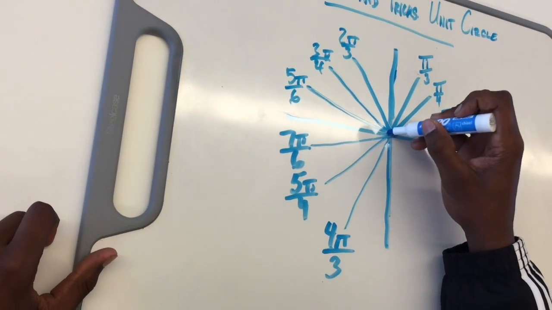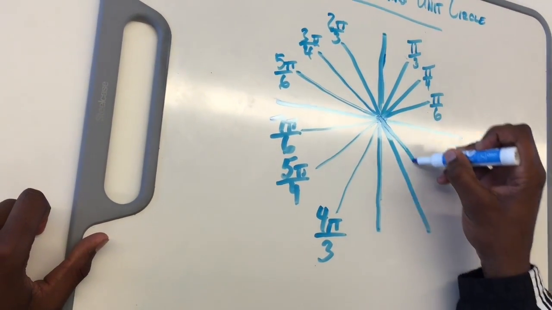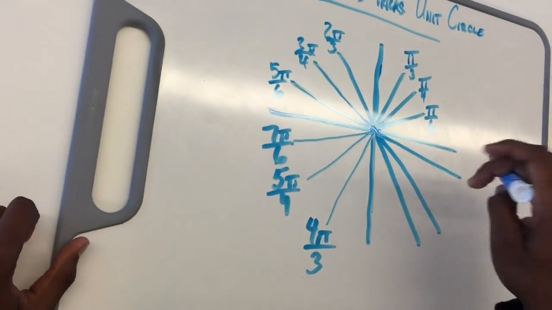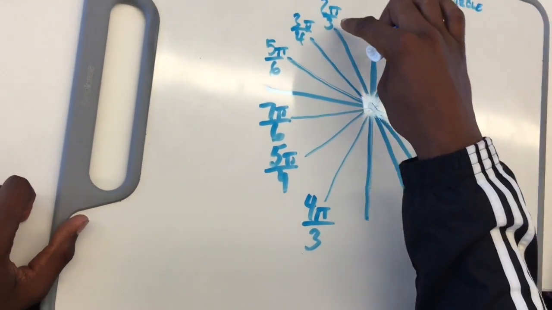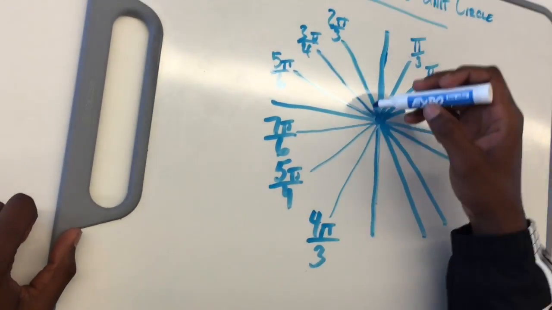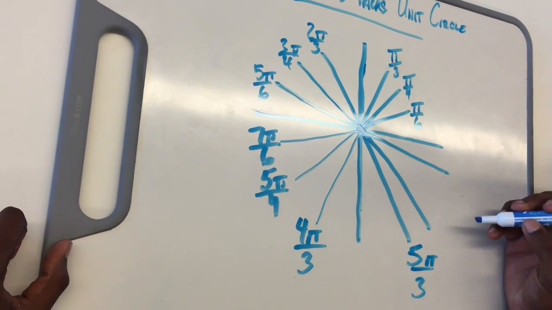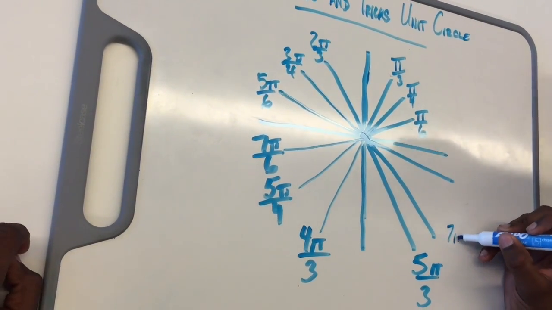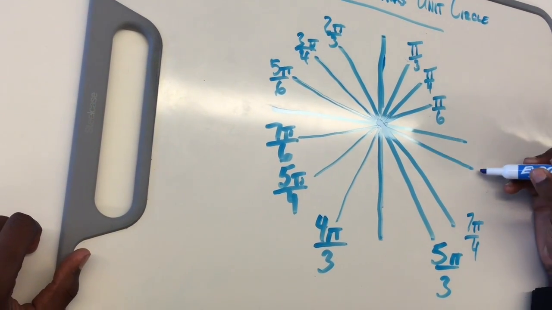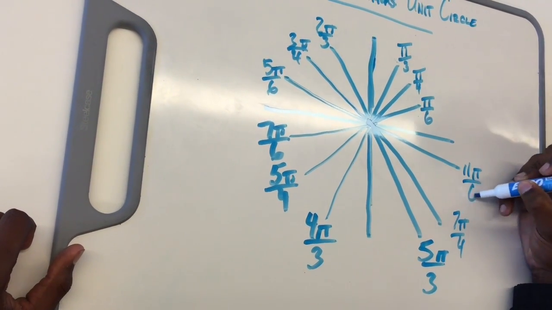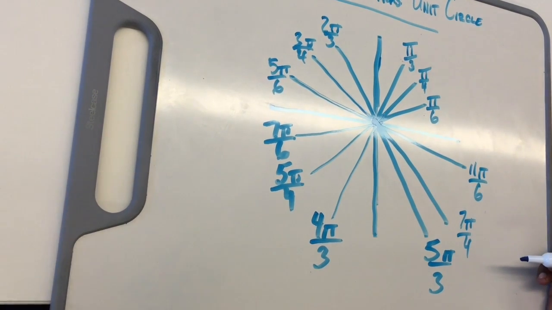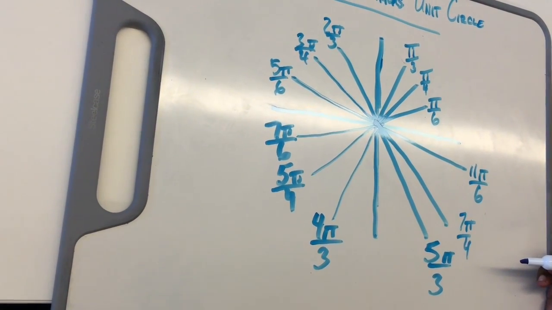Now, to find what it would be in the fourth quadrant, all you have to do is add the numerator and denominator, and that's what you get. So you get 5 pi over 3, you get 7 pi over 4, and you get 11 pi over 6. So that's a little tip to help you remember the unit circle.